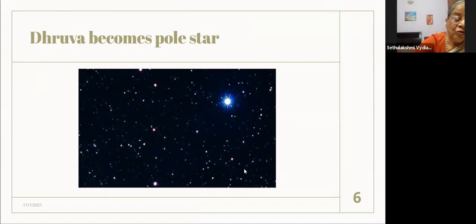After ruling for so many years, he finally went to the pole star. He became the pole star. Even now you can see the pole star. So Dhruva attained the nakshatra status because of his devotion towards Mahavishnu. That was the story. Hope you all liked it. Nice, no? As a young child, he attained the highest position because of his determination.